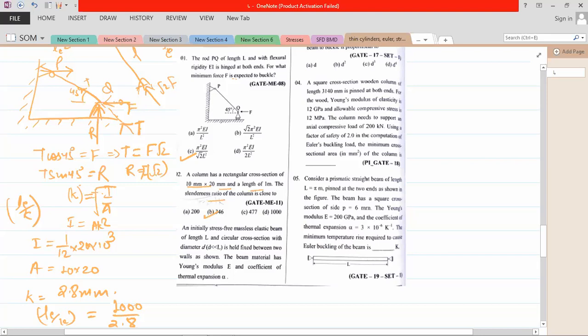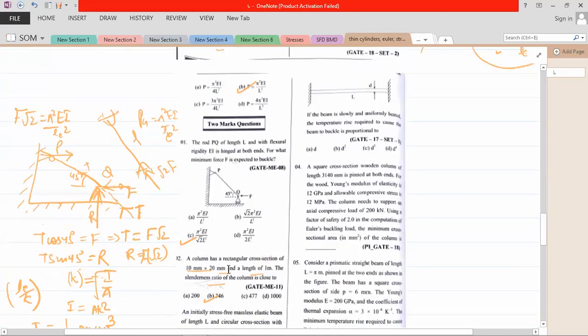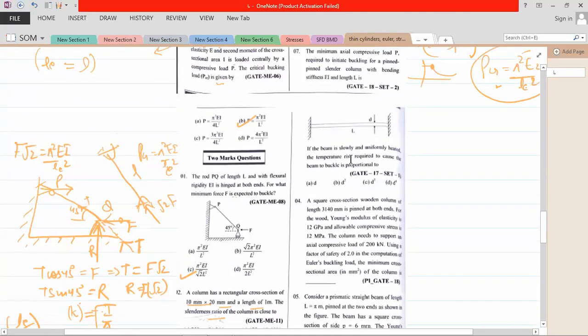Okay. Now we are going with the next question. It is given an initially stress-free massless elastic beam of length L, cross section D, held fixed between two walls. It is given beam material E, thermal coefficient alpha, and the beam is slowly and uniformly heated. What is the temperature required to cause the beam to buckle? So first of all, it is a stress problem, and it is given both ends are fixed. Okay, you can see that both ends are fixed. So your LE should be L by 2.